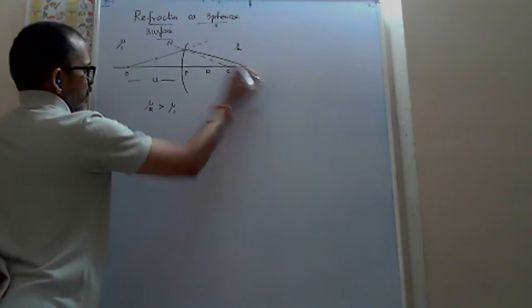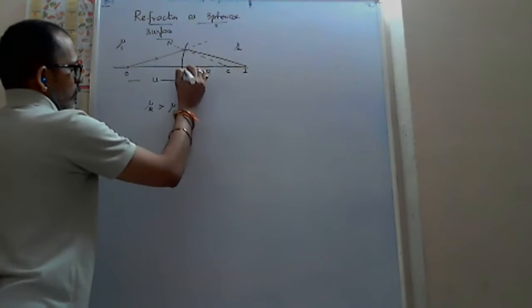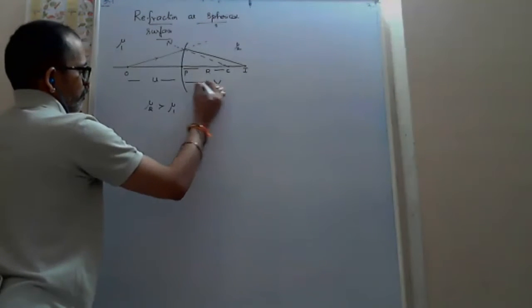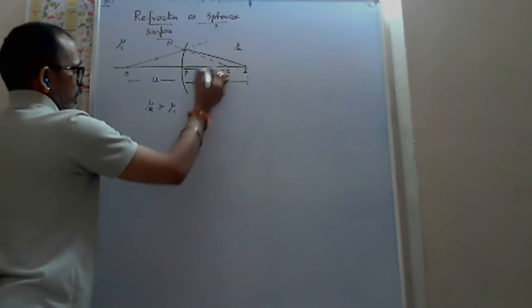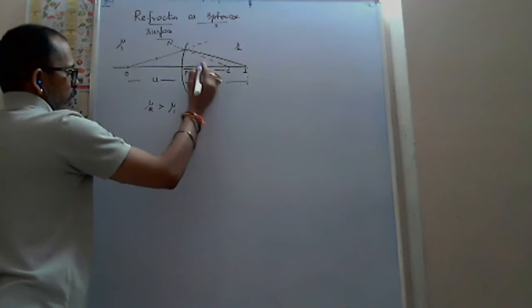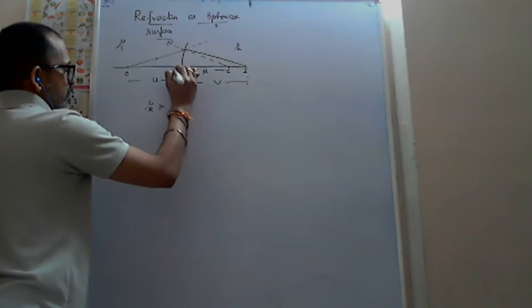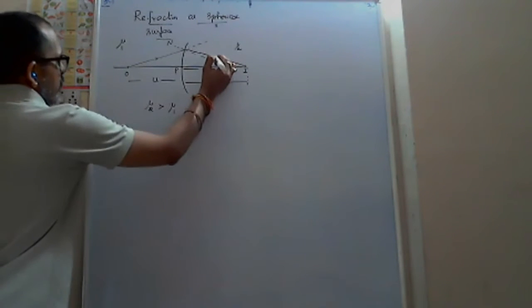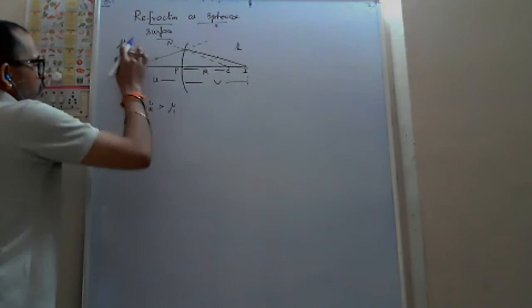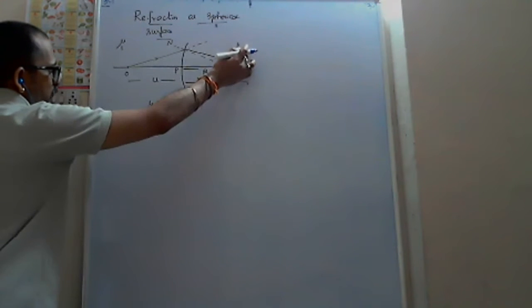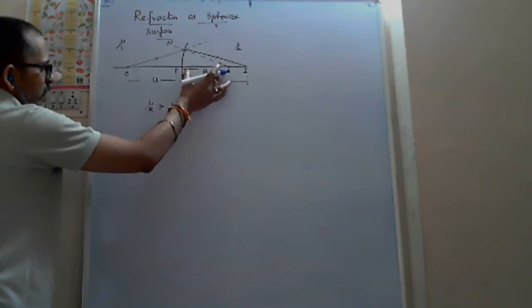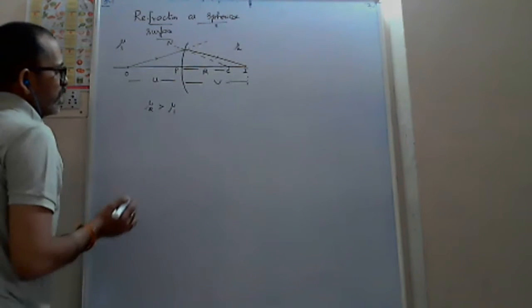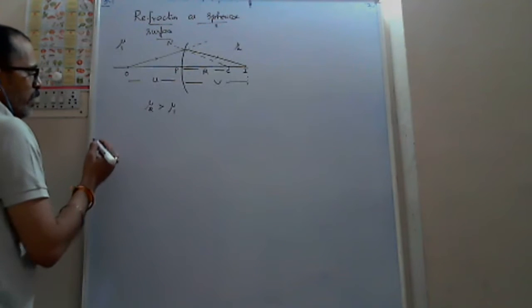The image is formed here. From the pole to the image, that distance is v. Up to the center of curvature, it is the radius of curvature R. Under this condition, if the object distance in the medium mu1 and the image distance in the medium mu2 are known and the radius of curvature is also known, how are they interrelated? This is one formula.